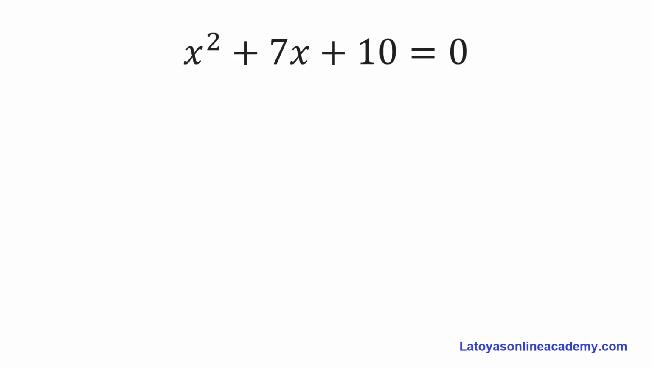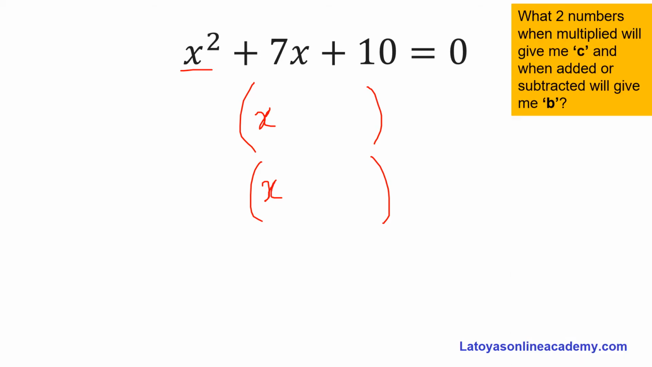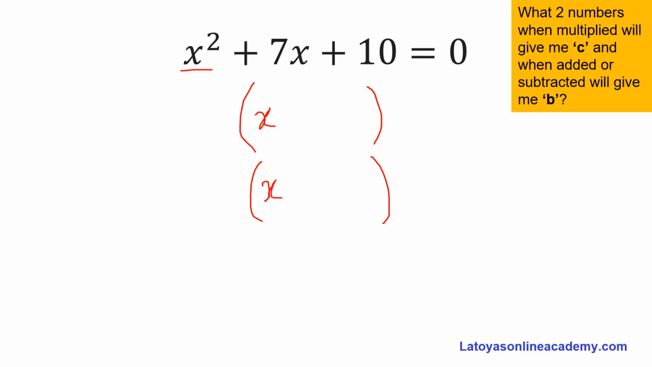X squared plus 7x plus 10 is equal to 0. Now when we are factorizing quadratic equations, we're going to express our answers as a product of two binomials. Simply put, we're going to express our answers in two brackets. Okay, what is going to give us x squared? X multiplied by x. The next thing we need to ask ourselves is what's going to give us 10.